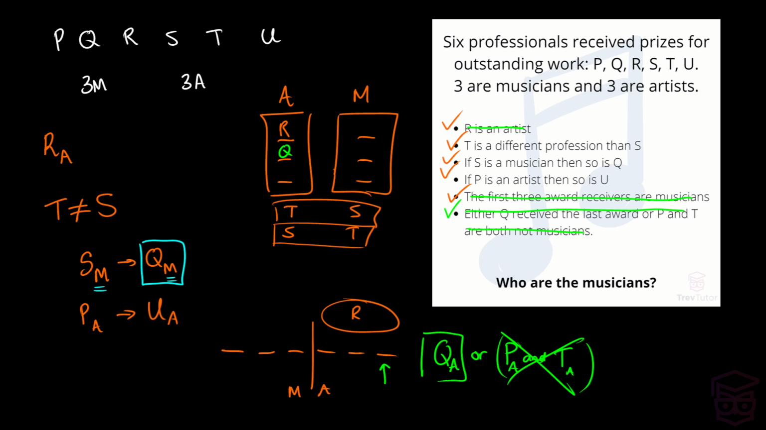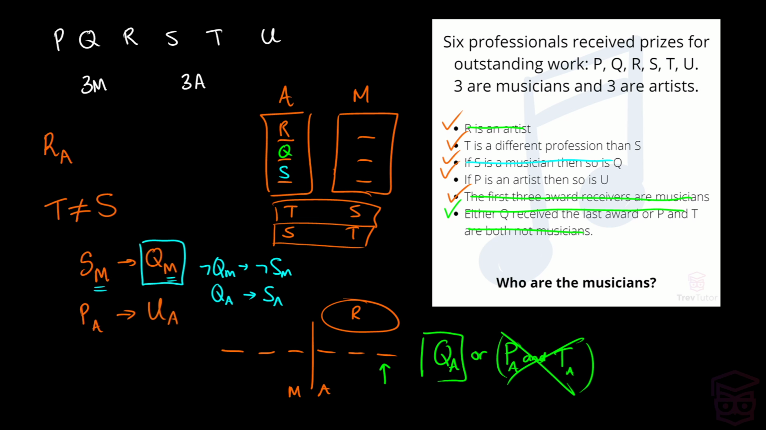And if we remember conditional reasoning, this means if not QM, then not SM. But if Q is not a musician, that means that Q is an artist. And S not being a musician means that S is an artist. So if Q is an artist, S is an artist. That is what this third rule is telling us. So we know then that S is going to be an artist, which means we know who our artists are. So the musicians should be everyone else.